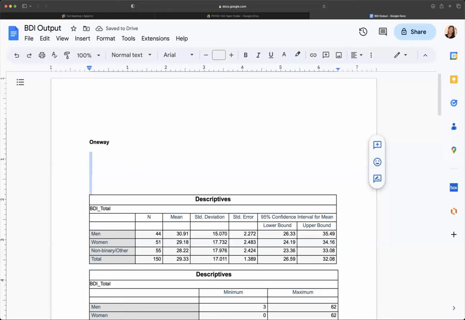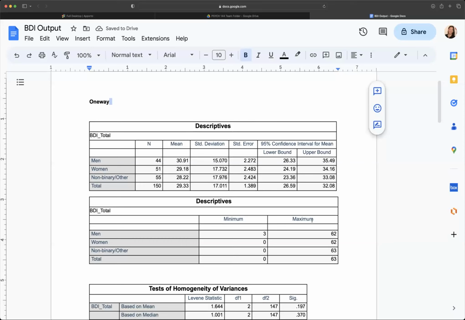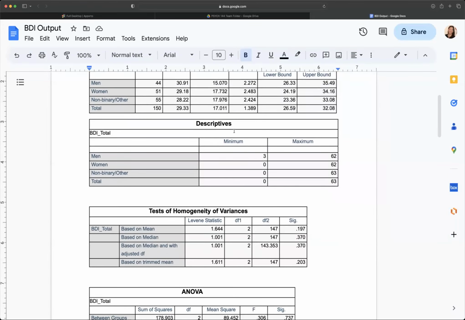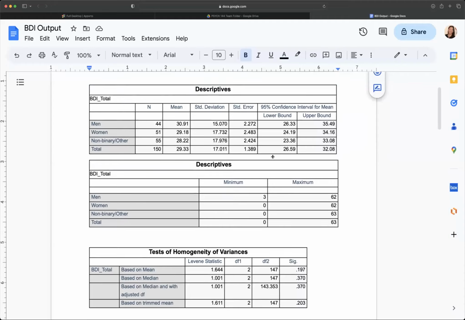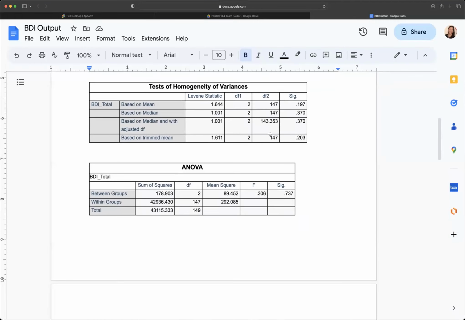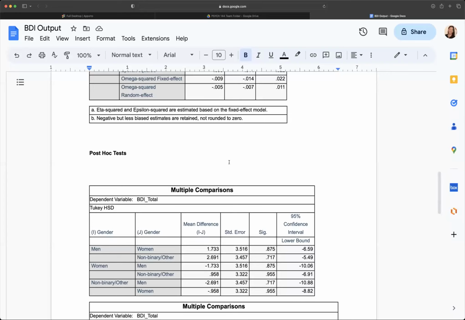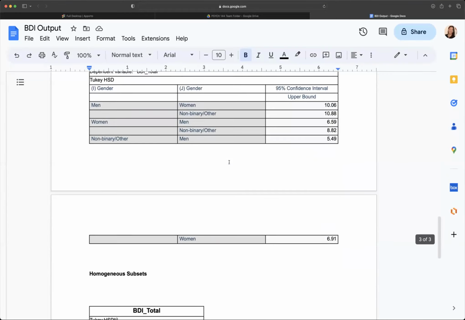Now I can edit. So here, you can see that we have descriptives. We have a number of different variables that we're learning about. And then we have tests for homogeneity of variances. We have the ANOVA and the effect sizes. And then we have the post hoc tests. So we're gonna go through all of this.